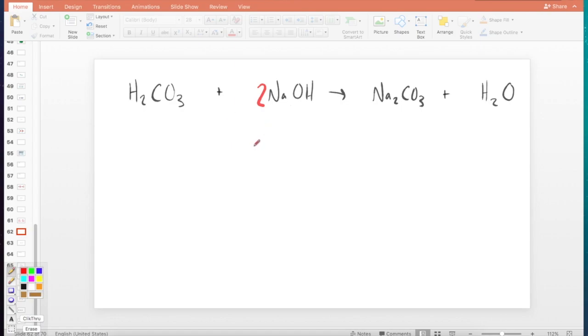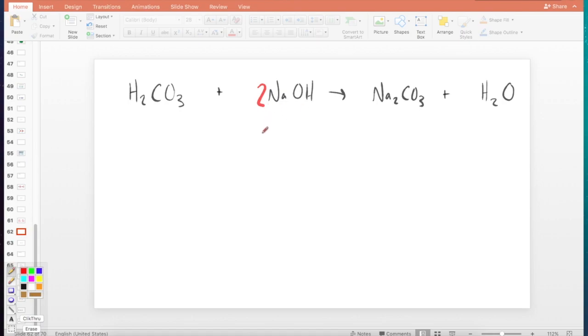And now I need to come back and balance hydrogen and oxygen. So I'm going to come through here and count up all the hydrogens. I see that I have 2 hydrogens here, and I have 1 hydrogen here. But wait, I actually have 2 hydrogens right here. Why is that? Because this coefficient. The coefficient applies to everything before which it is written. So I have 2 sodiums, 2 oxygens, and 2 hydrogens.